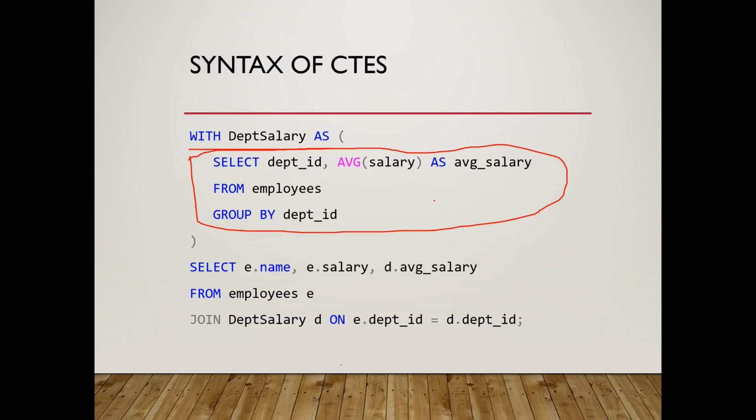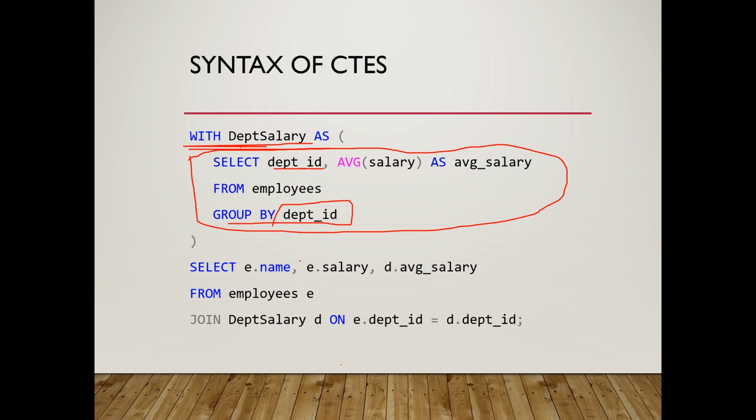Here we create a temporary table called department average salary, calculating the average salary per department. Here we have grouped based on the department ID, so it is calculating the average salary per department. Then we join the CTE back to the employee table to compare individual salaries and department average.